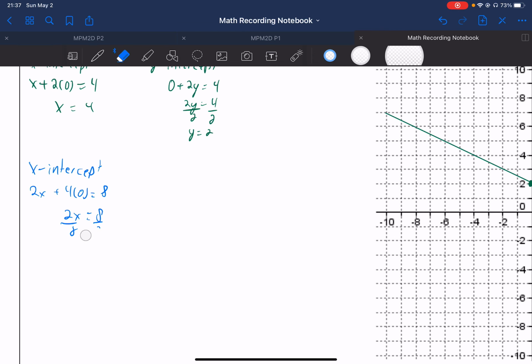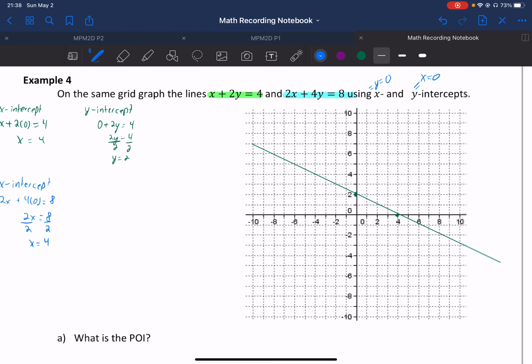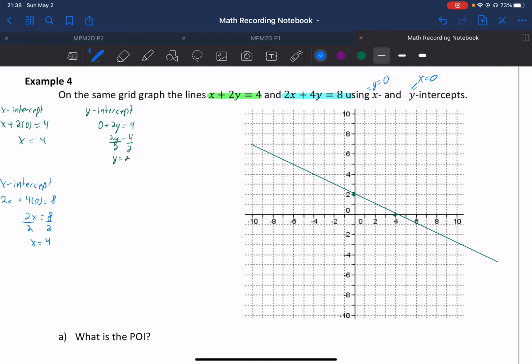Oops, those were not very well drawn 2s. Let's fix that. So x equals 4. So I'm just going to put y equals 0, x equals, wait a minute. We already kind of accidentally found our POI, but we will continue so we can actually draw this line. So let's go with our y-intercept. We're going to make x equal to 0 this time. So x equals 0 plus 4y equals 8.